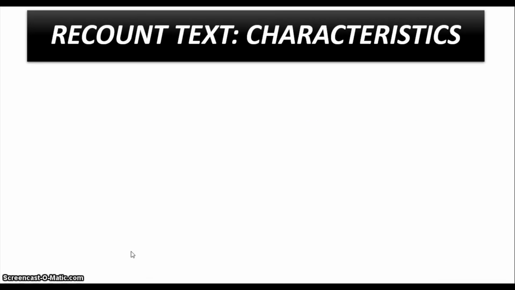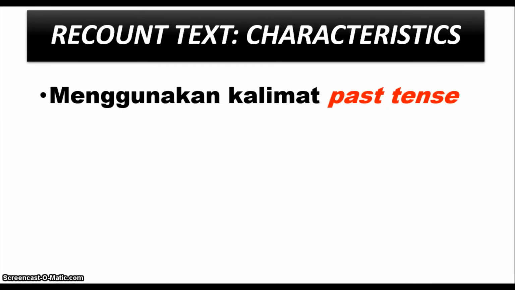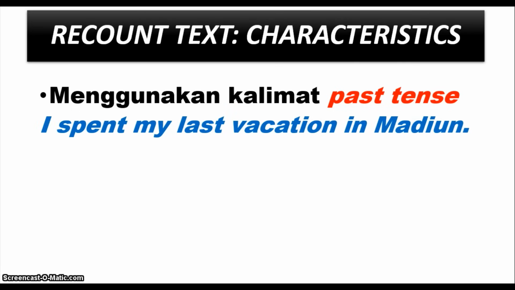Now, what about the characteristics of the recount text? So the first characteristic of a recount text is the use of past tense. As you can see in the Yusuf story, all verbs there are in a past form. This is the example. I spent my last vacation. You see here, the ED, it indicates that the verb spend is in the past form. Okay, I spent my last vacation in Madiun.